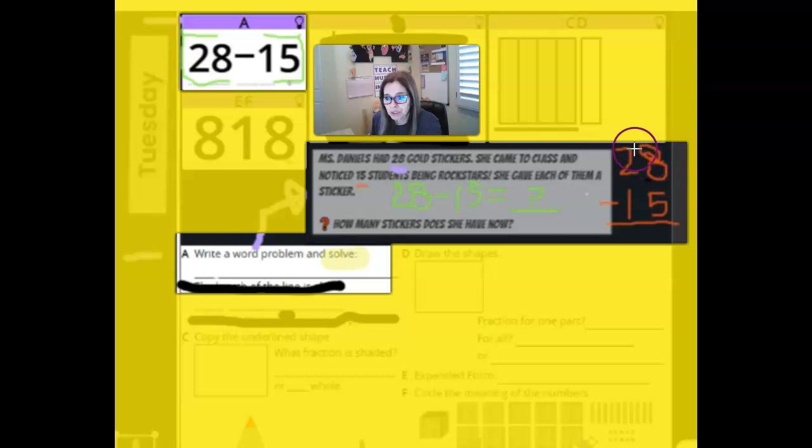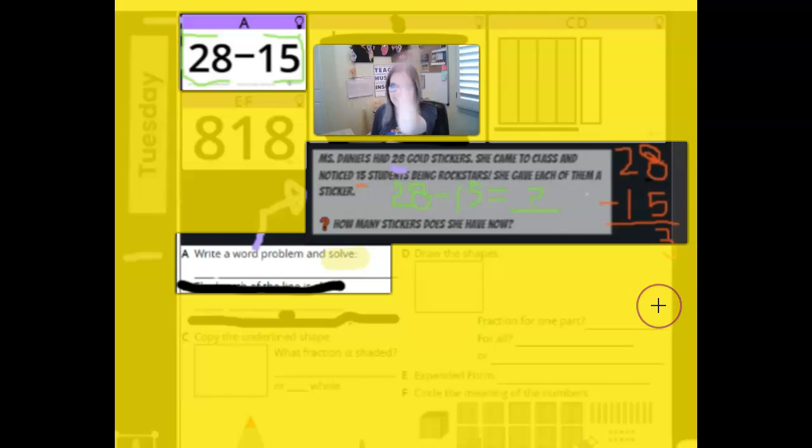So I'm choosing to solve it like this. I'm putting my ones. I have 8 ones and 5 ones. Well, I have 8 ones in 28, and I'm going to give away 5 of them. And I have 2 tens in 28, and I'm going to give away 10 of them. Well, actually 1 ten or 10 stickers, right? So let's do the subtraction in columns, shall we? Remember, if you're doing this on paper, turn your paper sideways, and there's already some columns. Each digit goes in a column. So I have 8 ones minus 5 ones. That is going to be 3 ones.